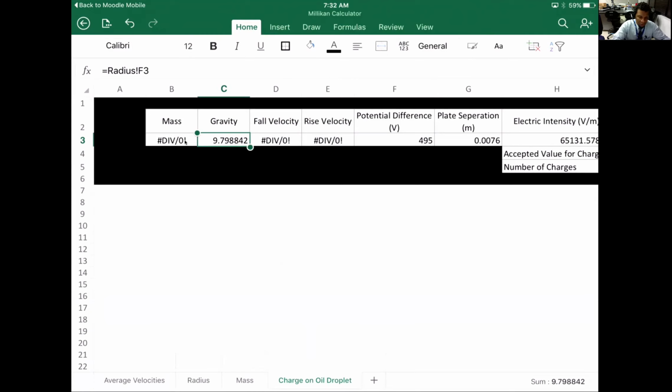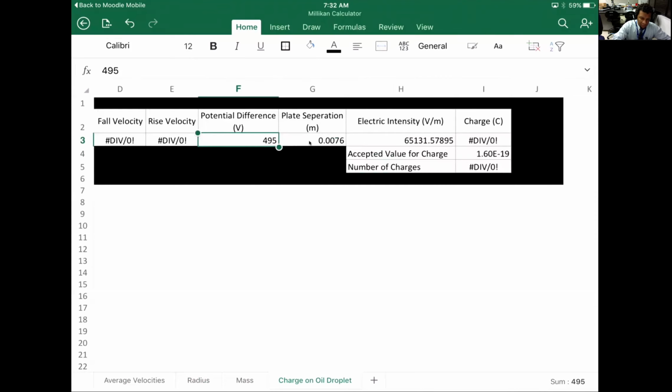So fall velocity, rise velocity. We have our potential difference. This is just voltage. So we have 495 volts. And then we have our plate separation here. It's 0.076. So it's kind of like a capacitor. We'll talk about capacitors in a little bit, but it's a capacitor. So you just have 2 plates, and you generate an electric field between that capacitor, and you cause this oil droplet to rise and fall, okay?